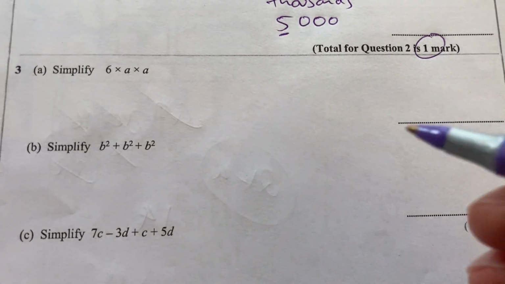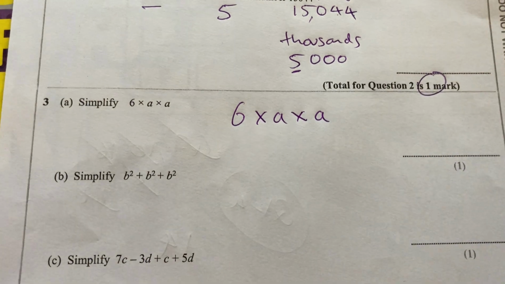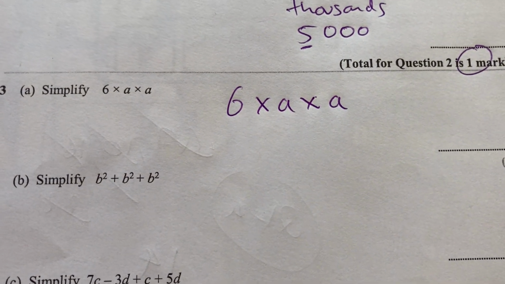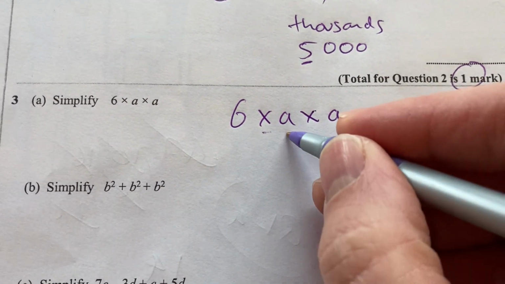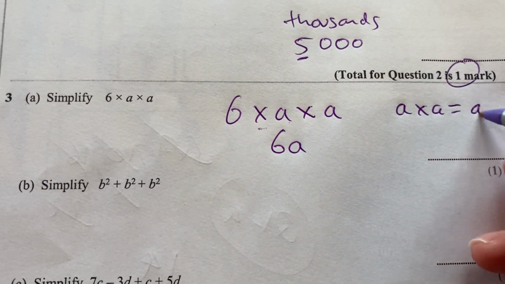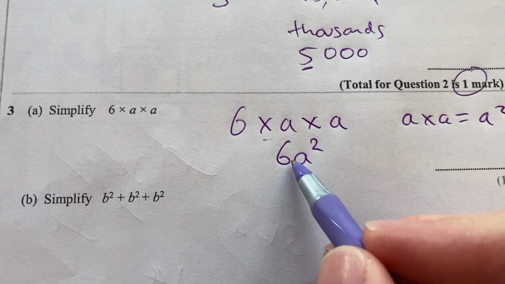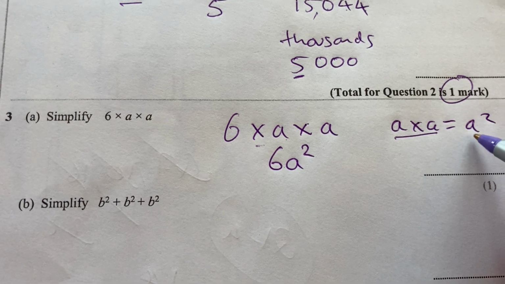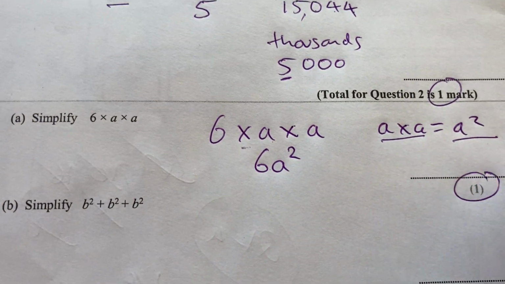Okay, some algebra now. Question 3, simplify 6 times a times a. And this really tests your understanding of how we write algebra, the conventions of algebra. We don't need to write the times. So it's 6a, but a times a is a squared. So we know by convention that there's a multiplication sign there, and it's much simpler to write a times a as a squared. Okay, so that should get us another mark.